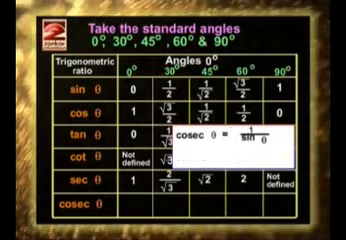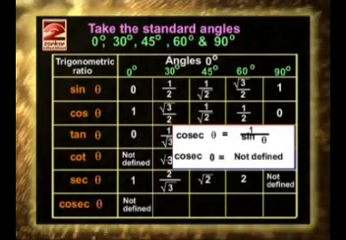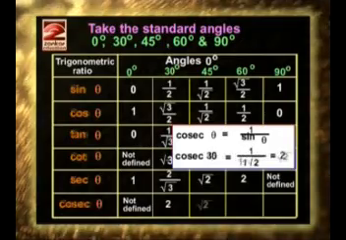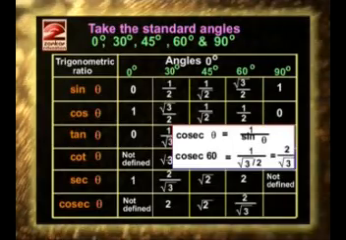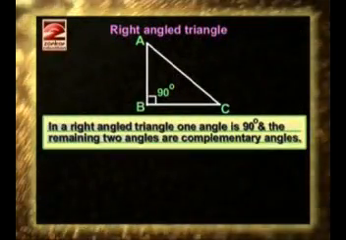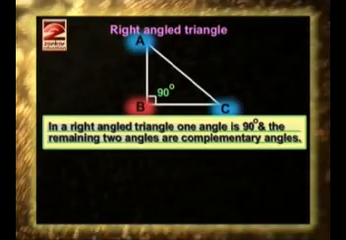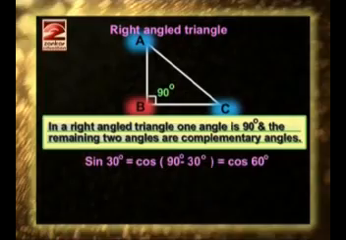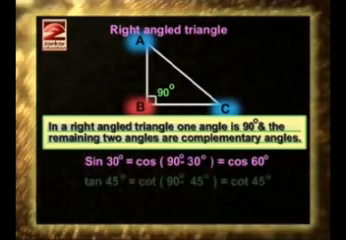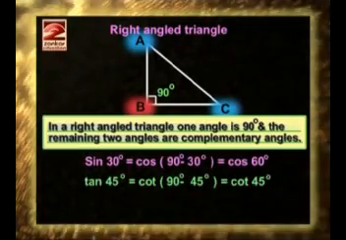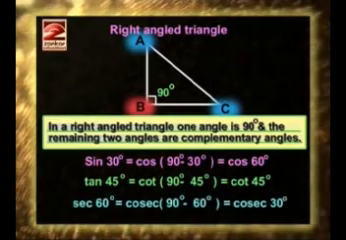Now cosec theta means 1 upon sin theta. So cosec 0 is not defined. Cosec 30 is 2. Cosec 45 is root 2. Cosec 60 is 2 upon root 3 and cosec 90 is 1. Now in a right angle triangle the one angle is 90 degrees, so the remaining two are complementary angles, and therefore sin 30 is equal to cos 60, tan 45 is equal to cot 45, sec 60 is equal to cosec 30.